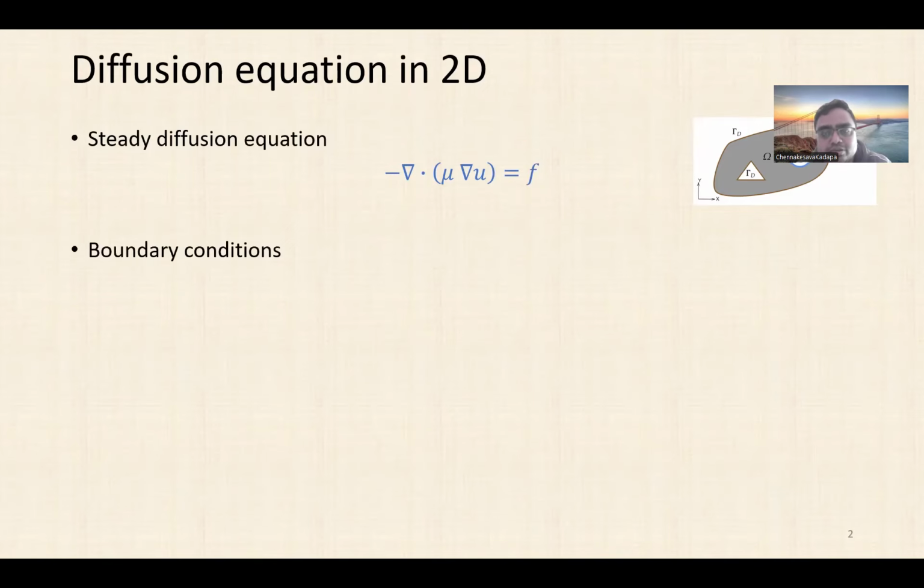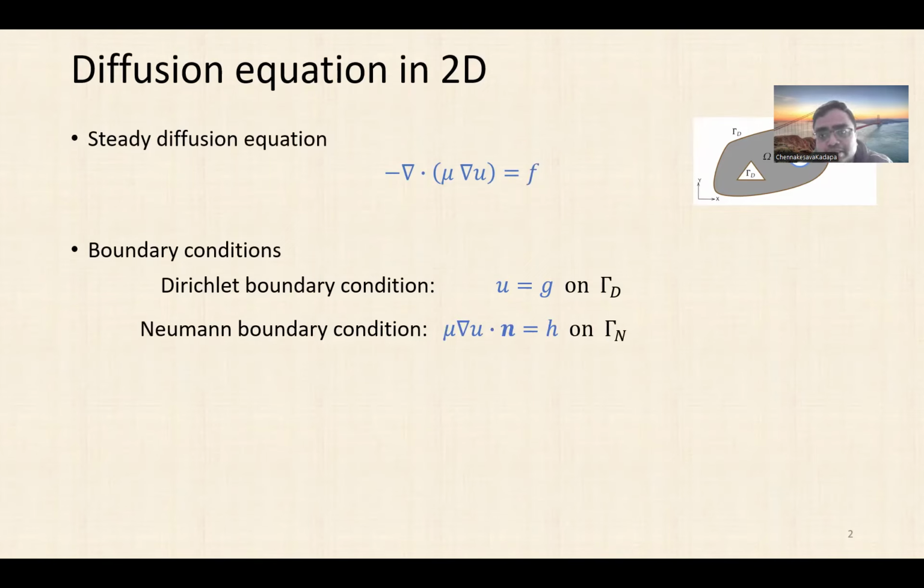So this PDE for the steady diffusion equation is supplemented with a set of boundary conditions. Like a Dirichlet boundary condition, where we know the value of the variable on the part of the boundary gamma d, and the Neumann boundary condition, where we know the normal flux on the Neumann boundary gamma n. Okay, so g and h can be 0 as well. They need not be non-zero.